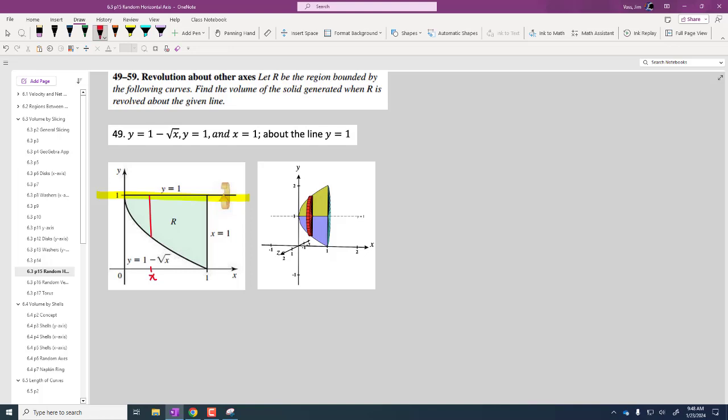Okay, well, each of these cross sections are disks. The area of a disk is pi r squared. That seems straightforward enough. We just need the area of our disk. Area of a disk is pi times the radius squared. Now, the radius here is vertical.